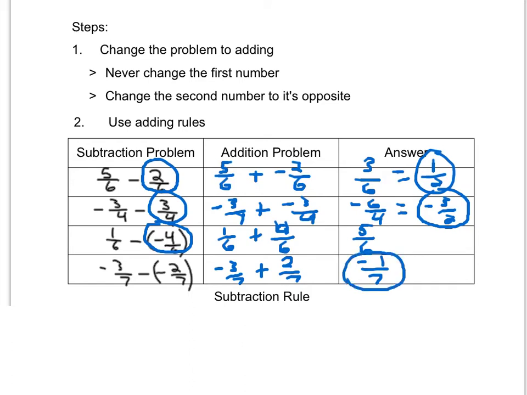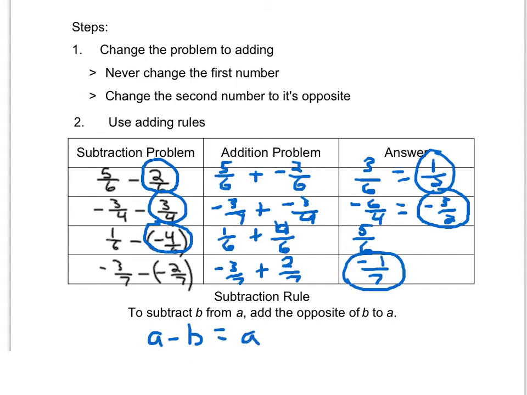And at the bottom, I want you to go ahead and write down the subtraction rule. Here's the subtraction rule. To subtract a number b from a, you add the opposite of b to a. Again, we just call it adding the opposite. So if I want to subtract b from a, that's the same as adding the opposite of b to a. And let's go on to one more slide and then we'll be done.